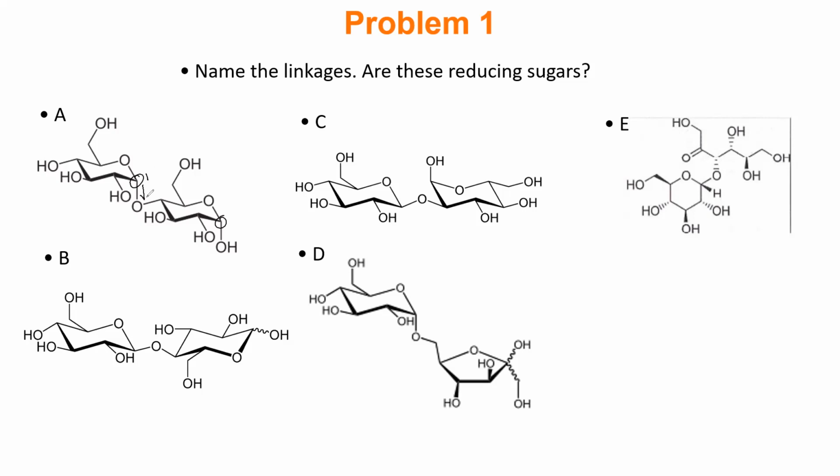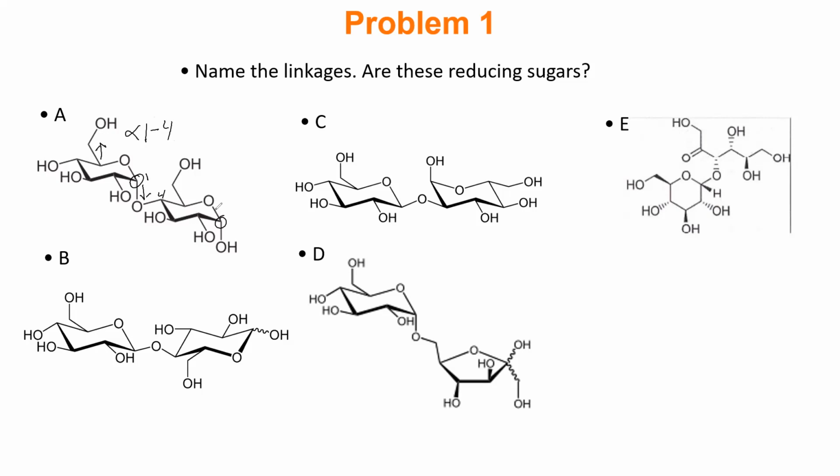The bond is pointing down. The CH2OH, which is right here, is pointing up. So this is an alpha 1. And it's connected to carbon 1 is right here. So this is 1, 2, 3, 4. So this is carbon 4. This is an alpha 1, 4.